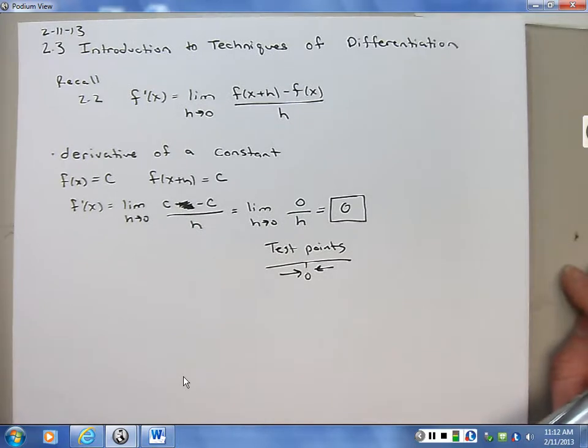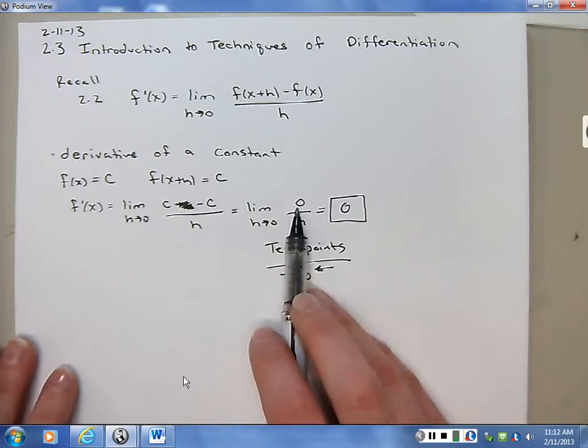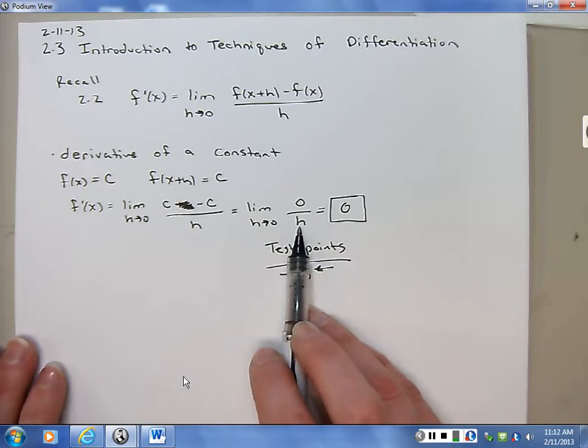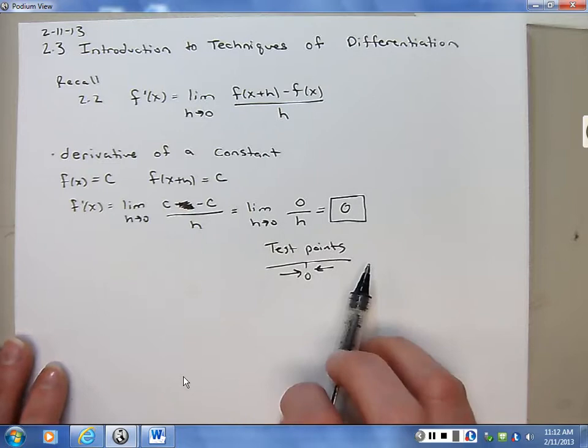But be careful, something going to 0 over something going to 0 is indeterminate, and you have to do some work there. So you see the difference? This is 0, it's not going to 0, or this is going to 0. Something going to 0 over something going to 0 is indeterminate. The limit of the constant is always 0.